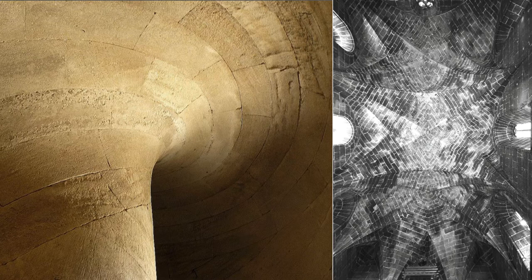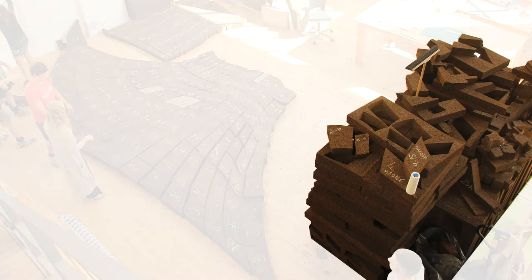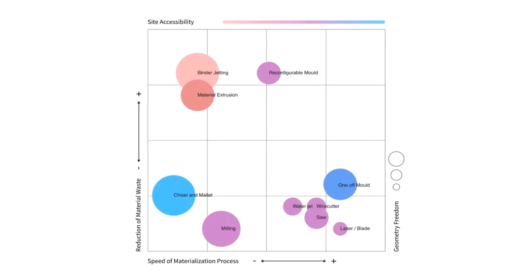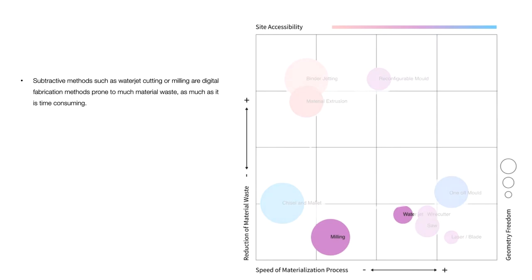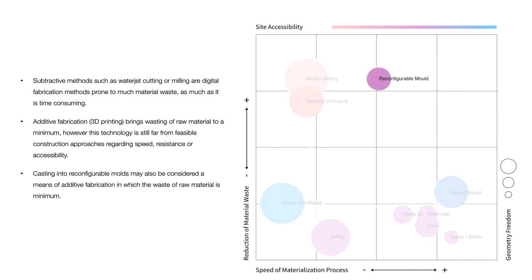and Industrial Revolution. Nowadays, stereotomy is materialized through digital fabrication, as you can see in these carefully cut cork blocks. However, we see how this method creates much waste, as you can see here on the right. As such, the previous research aimed to find a materialization method which would reduce material waste. This is not the case in milling and water jet, but it is in additive fabrication, as it is in reconfigurable molds, which have other advantages.